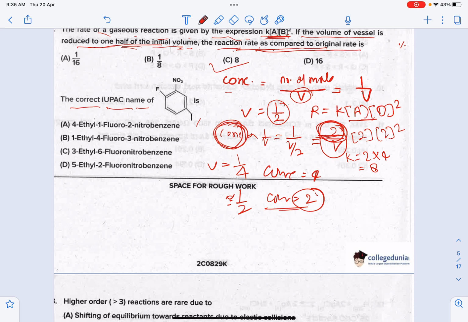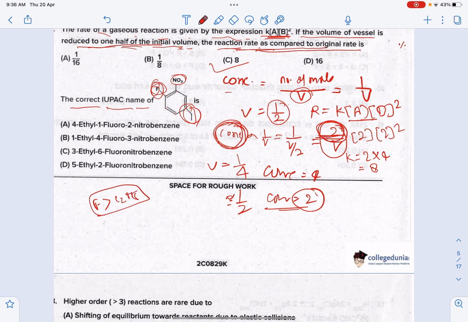You can see that the nitro group is preferred, then there is the fluorine group and the ethyl group. Just name them according to their alphabetical order. This is nitrobenzene. If we go through the alphabetical order, then ethyl will come first. If we go through the priority order, fluorine will come first. So priority will be given to the fluorine over this ethyl group.